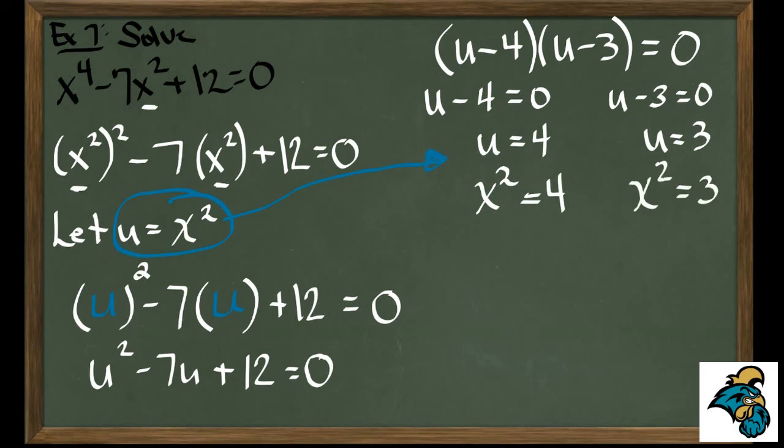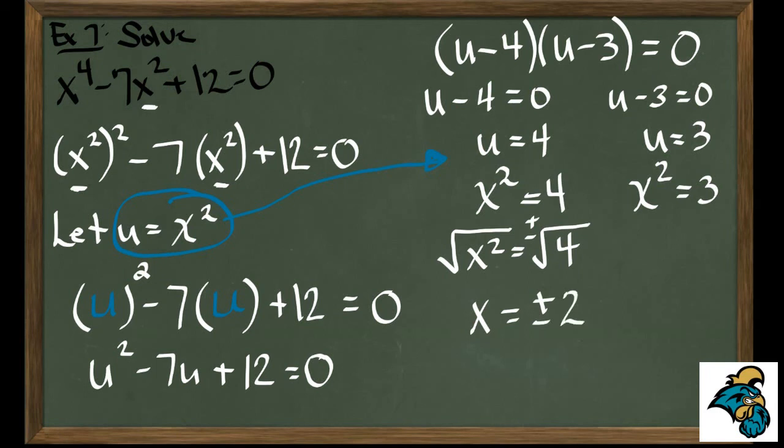Now I'm solving this. Okay? If you remember, we did the square root property. So I take the square root of both sides. Remember, when I'm taking the square root of a constant, I'm going to do the positive and the negative. So that leaves me with x equals the positive and negative square root of 4. So the square root of 4 is 2.